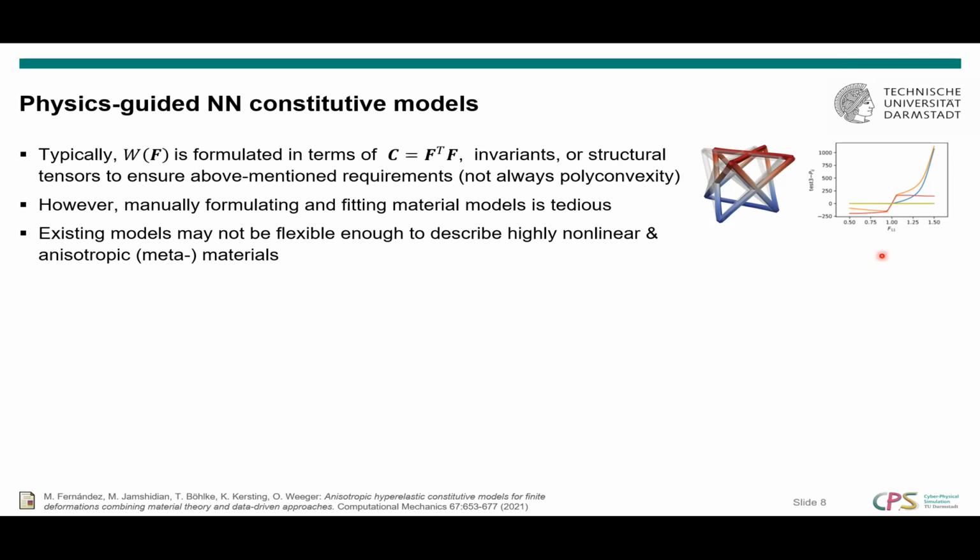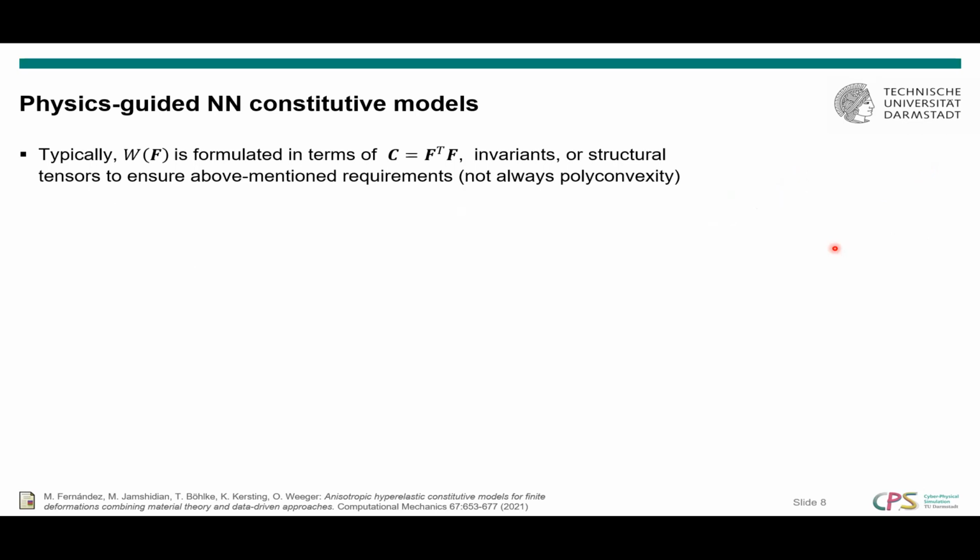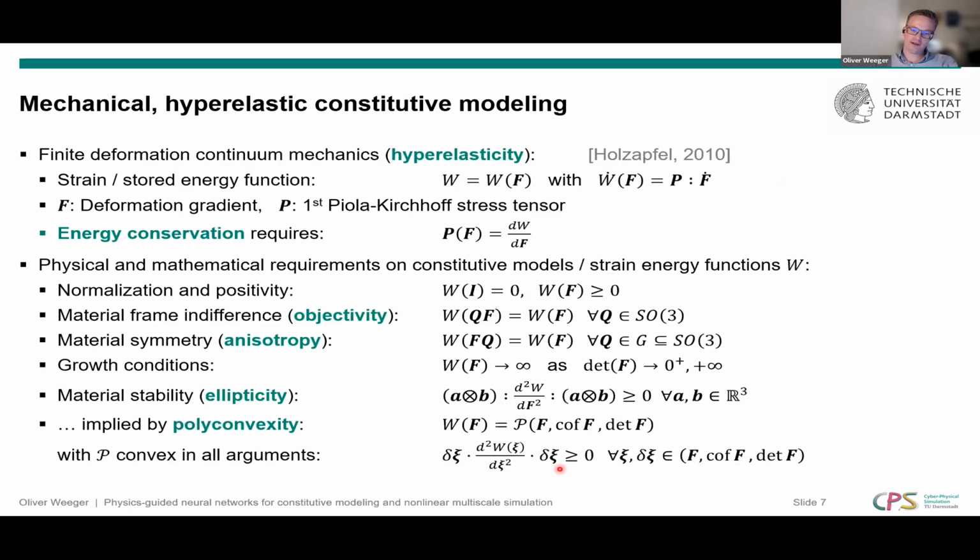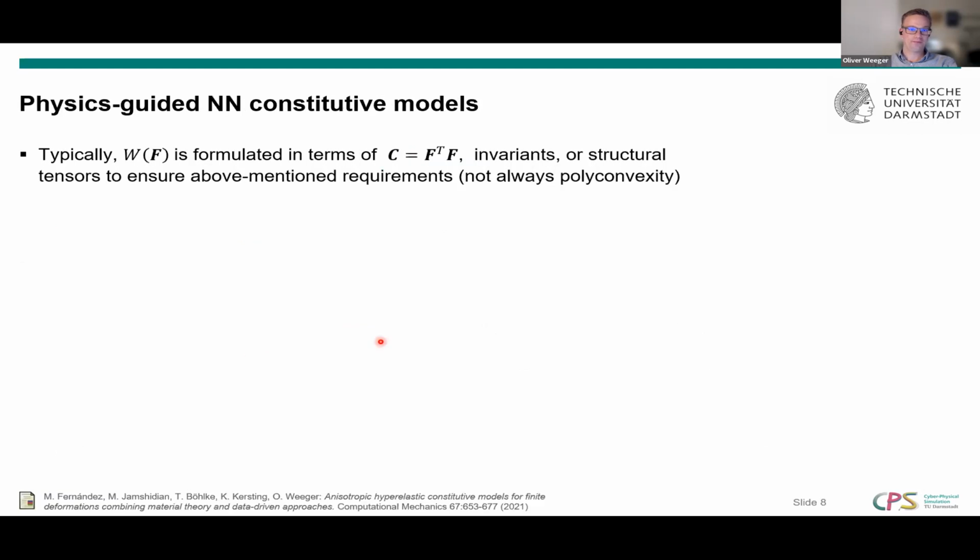Oliver, I have a question. Yes. Polyconvexity, is that a physical condition or is it a mathematical condition? Polyconvexity is a mathematical condition, but ellipticity is actually also a physical condition because it relates to material stability. So without polyconvexity, you don't have ellipticity? Yes. Okay.